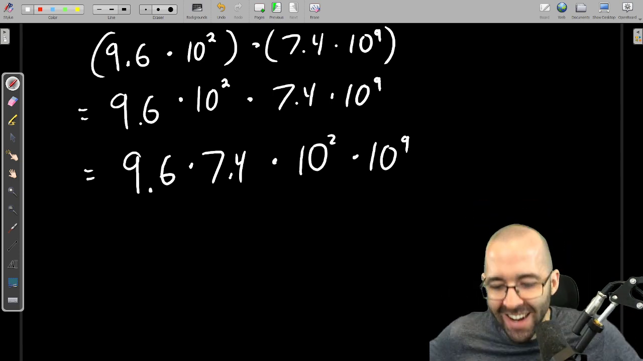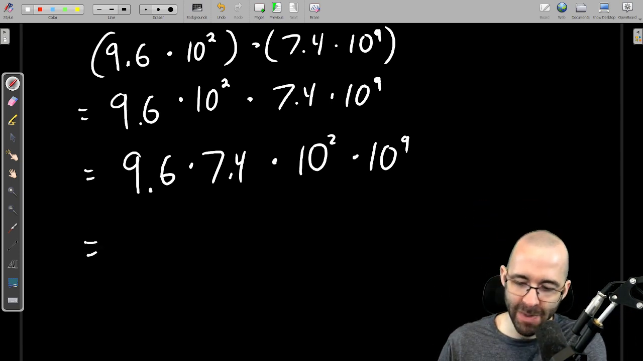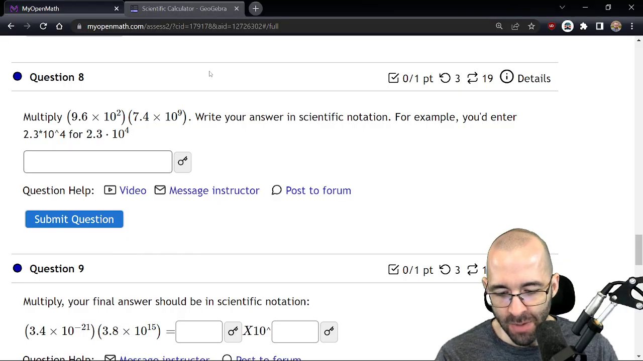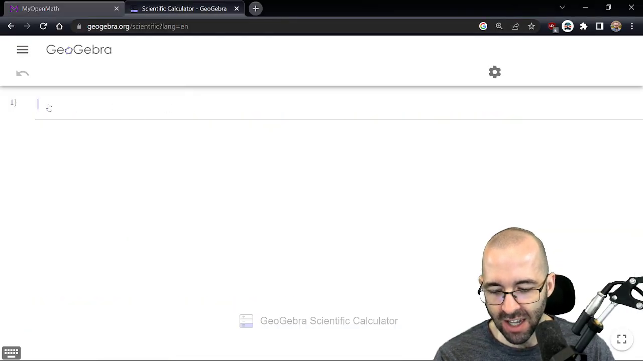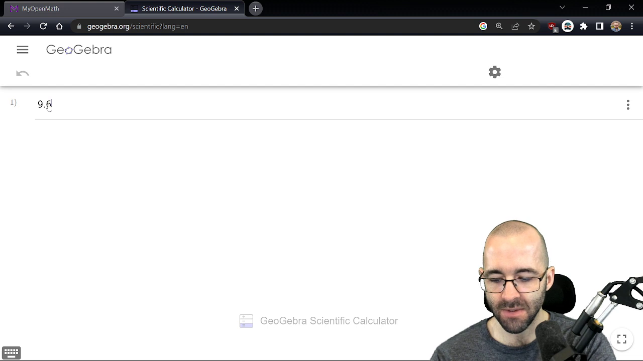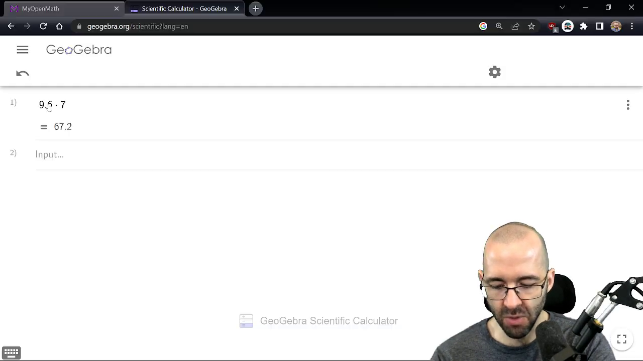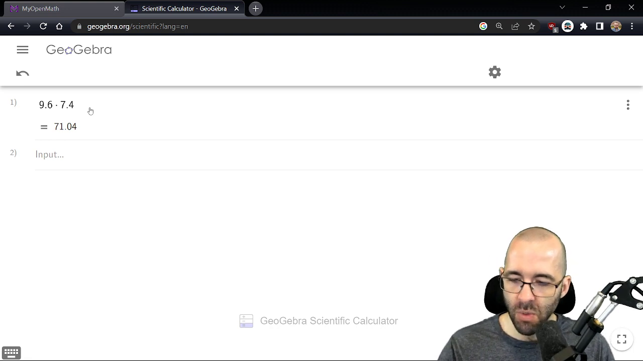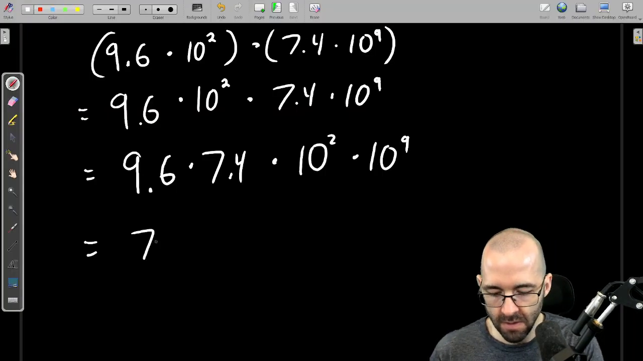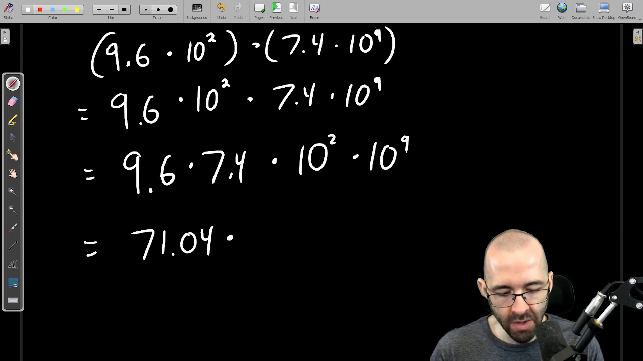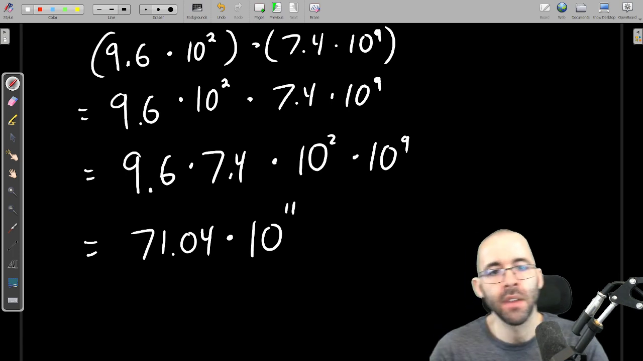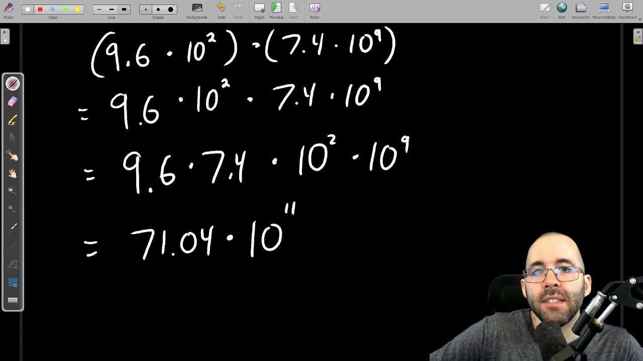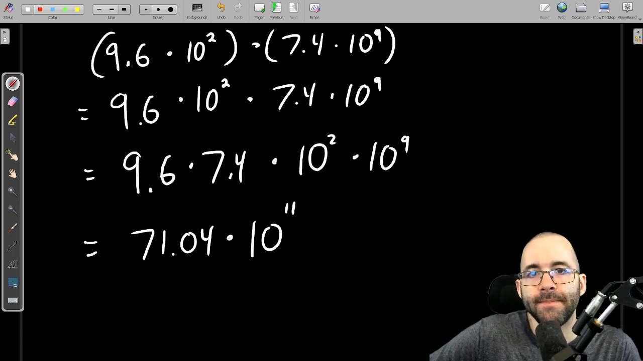All right. I'm not going to do this one by hand. I'm going to pull out my handy dandy GeoGebra scientific calculator to find 9.6 times 7.4. 71.04. All right. And then we multiply these guys. It's just adding the exponents. So why is this not the correct final answer?